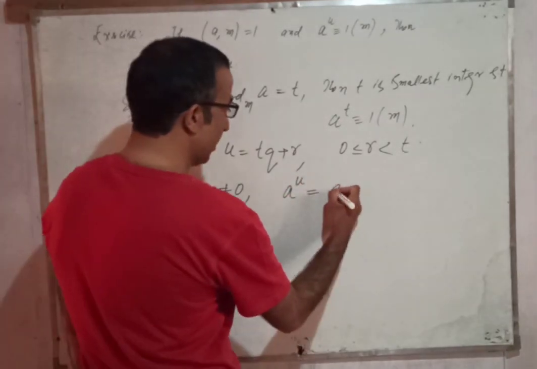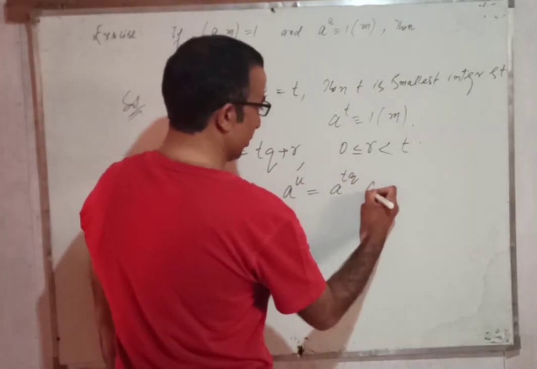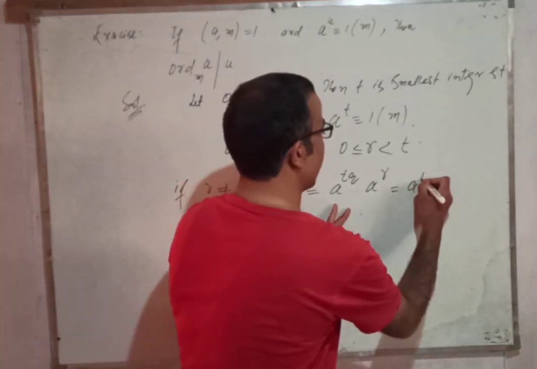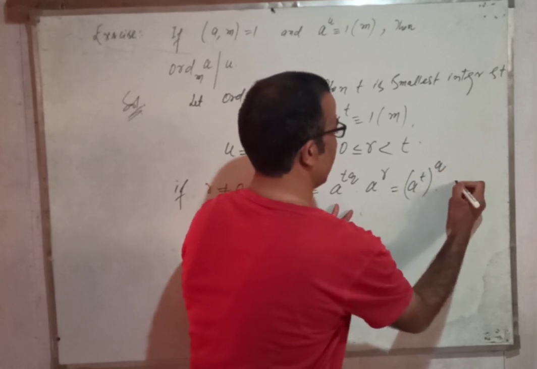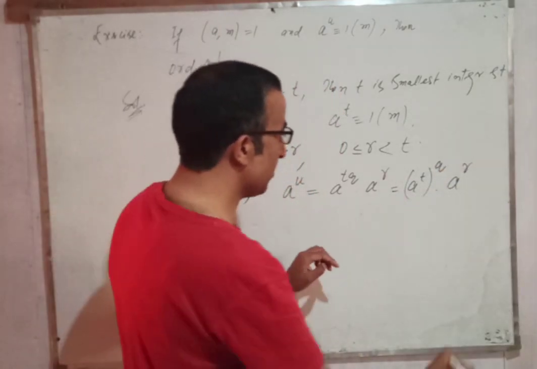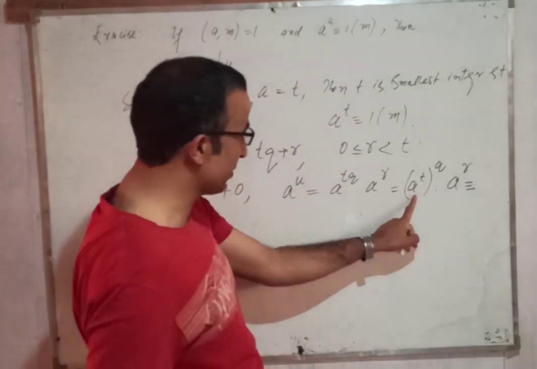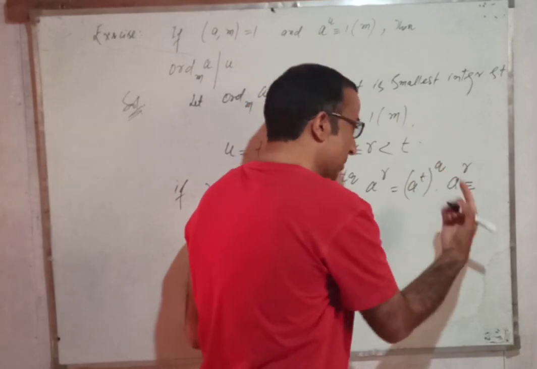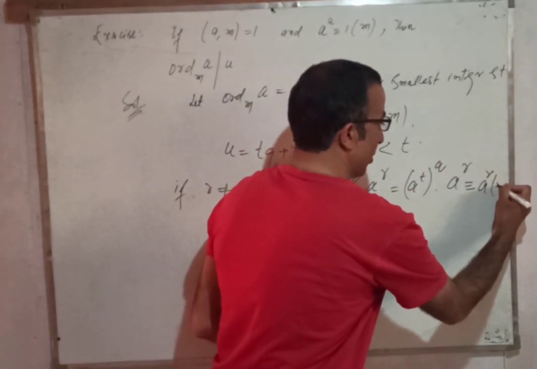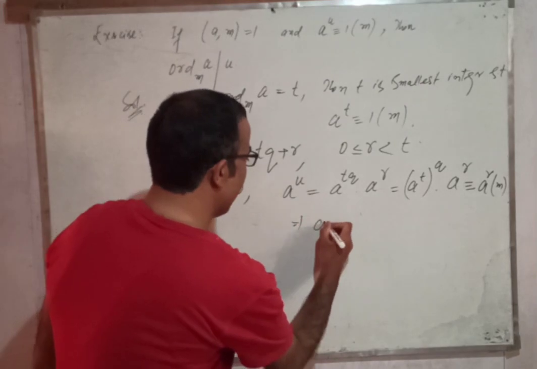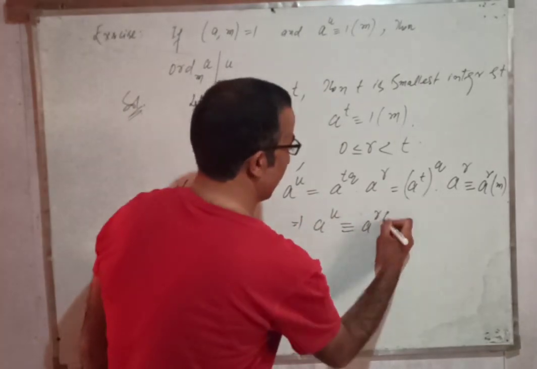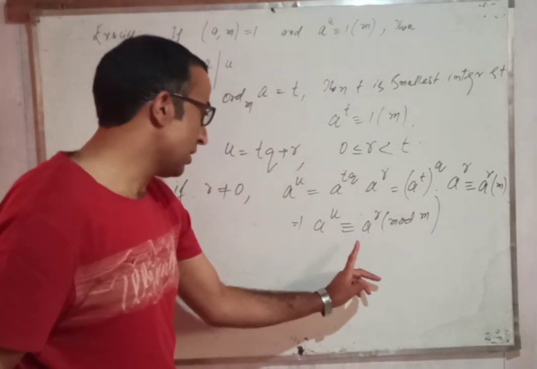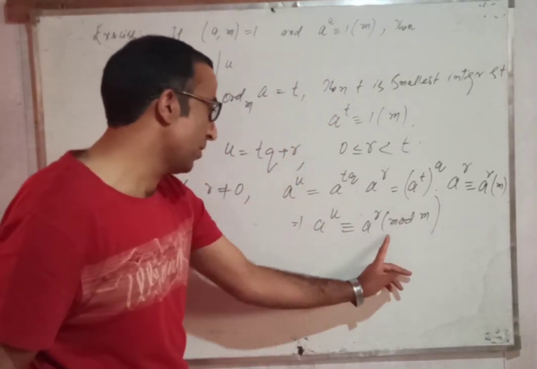A power u will be a power tq into a power r. This I can write as a power t power q into a power r. But a power t is congruent to 1 mod m. So this is 1 power q, that's 1. So that's a power r modulo m. So you have a power u congruent to a power r modulo m.